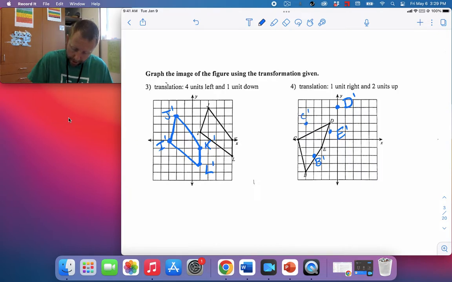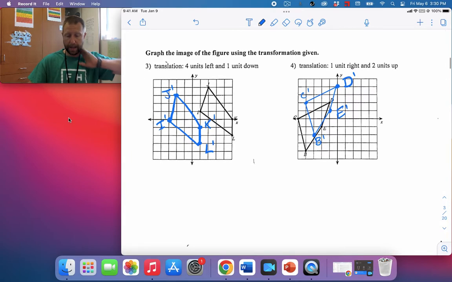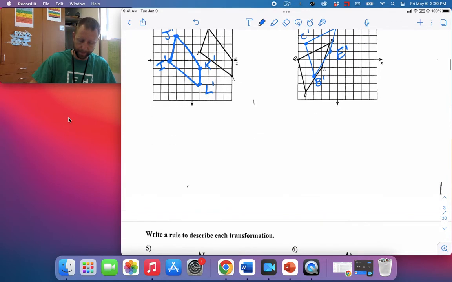So connect your points. Again, our sides should be parallel. It's an easy way to check to see if you did it correctly. And they do all look parallel to me. Yeah. So go ahead and turn to the next page.